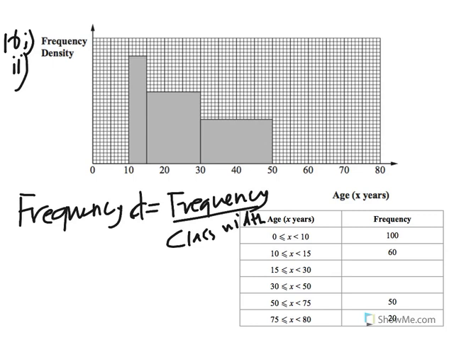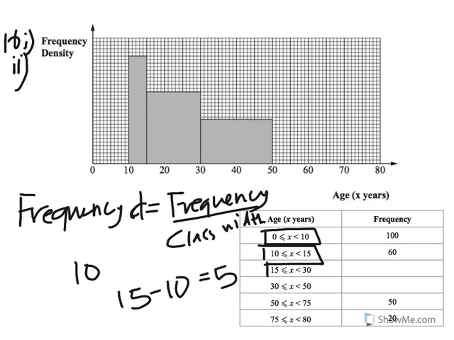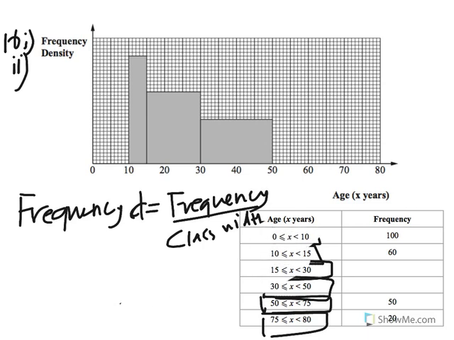Okay, now you might be wondering what class width is. Class width is, for example, over here, you have from 0 to 10. The width of this class is 10, because it goes from 0 to 10. Now, the width of this class is just 15 minus 10, which is just 5. The width of this class is 15, and so on. Okay, 20, 25, and 5. Okay, so that's the class width. Now the frequency density is just frequency over the class width.